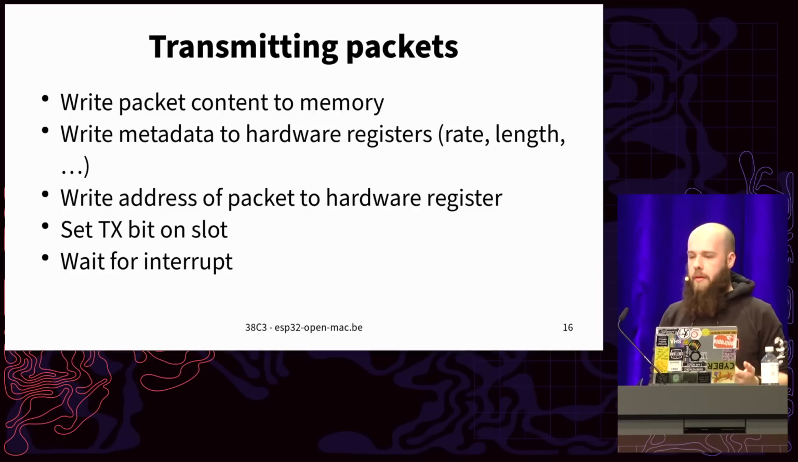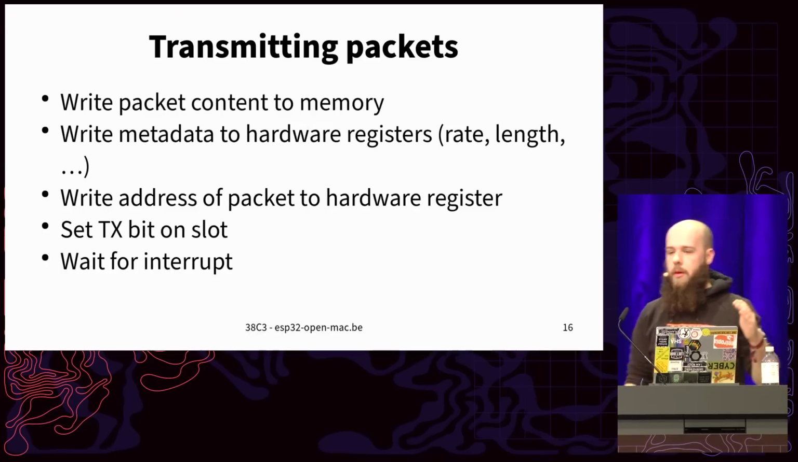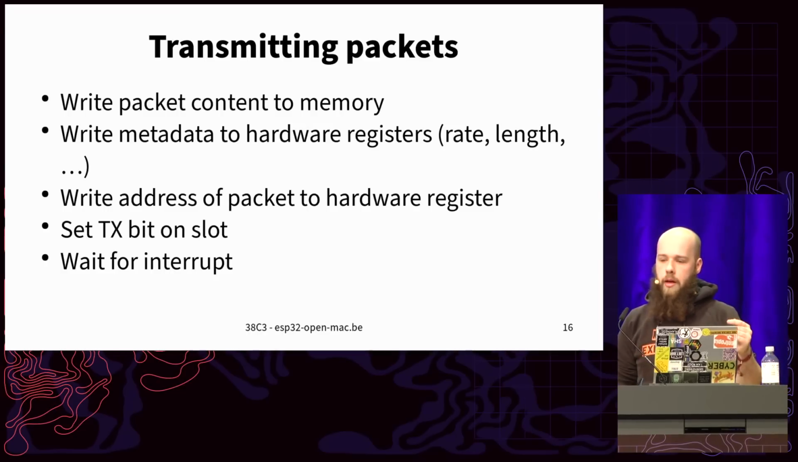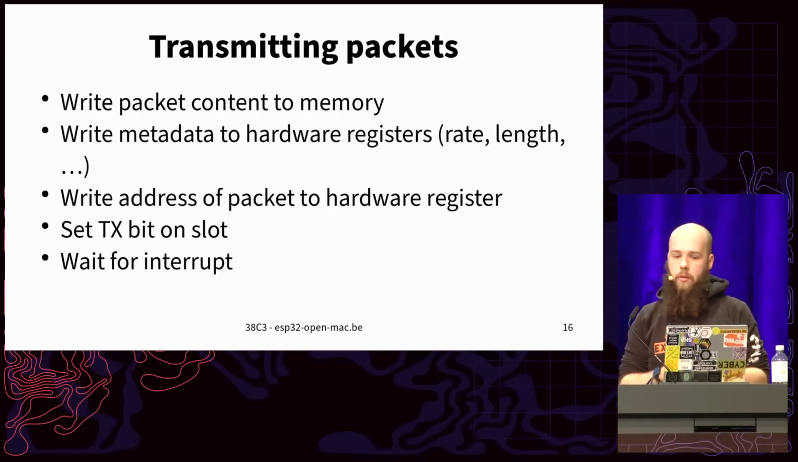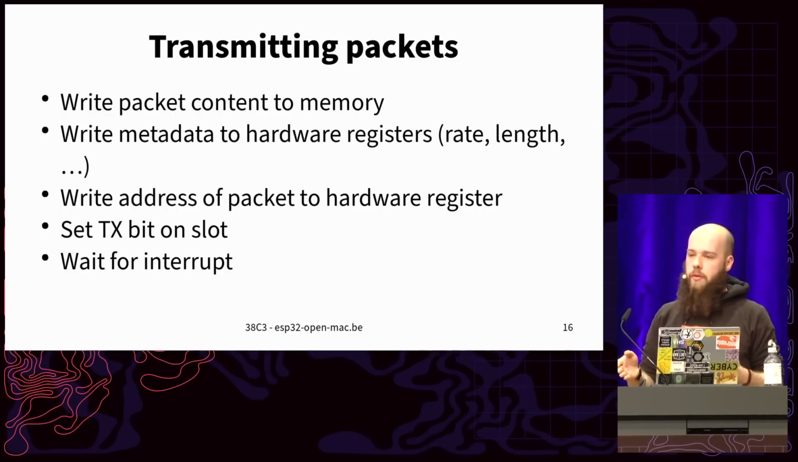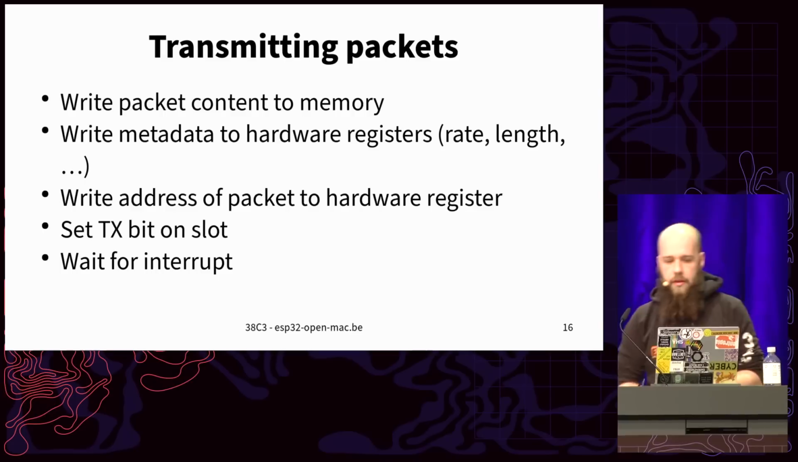So if you want to transmit a Wi-Fi packet, you save the packet content to memory. You write some data about how you want the packet to be sent, for example, how long your packet is and at what rate, so what modulation you want it to use. You also write that to a hardware register. And then you write the address of where you saved the packet to a hardware register. And you say to the hardware, OK, now you can transmit it. And then the hardware will wait for a transmit opportunity for you, so you don't have to busy loop for that. The hardware will just handle it.